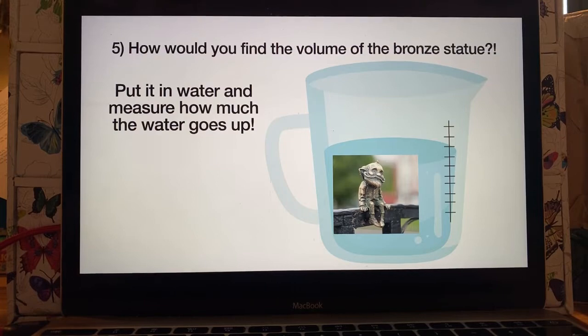So this is in your specification: you just have to know how to work out the volume of irregular shapes that sink. You don't need to know how to work out the volume of irregular shapes that float. That's too complicated. But you do need to know the ones that sink.